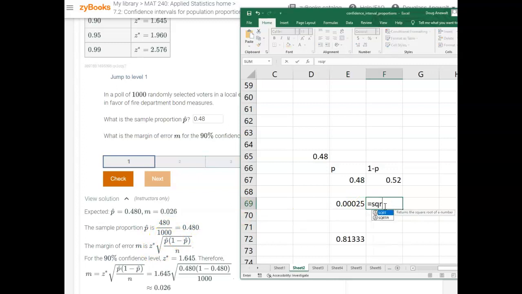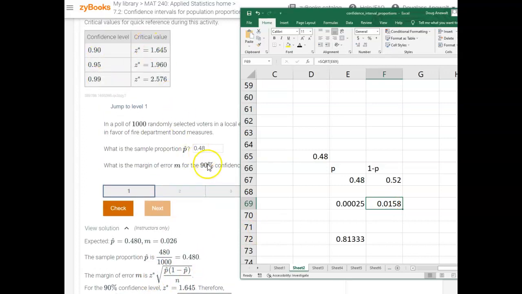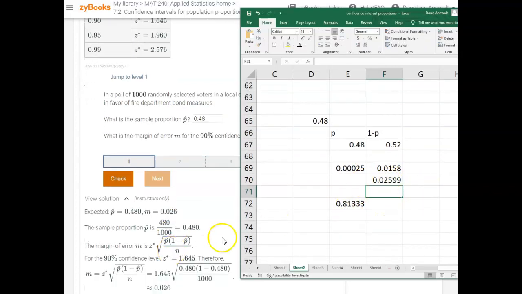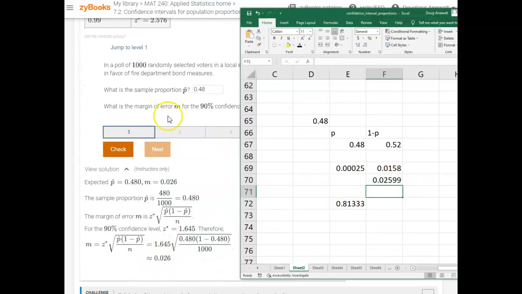All right. So I like to break it up into steps rather than try to type it all in at once. The square root of that, once I've done and captured that square root, I multiply it by the correct critical value based on the level of confidence. In this case, it's 90%, so multiply by 1.645. So this is going to be my final answer here, 1.645 multiplied by that square root I calculated. And that gives me the margin of error, which rounds to 0.026.